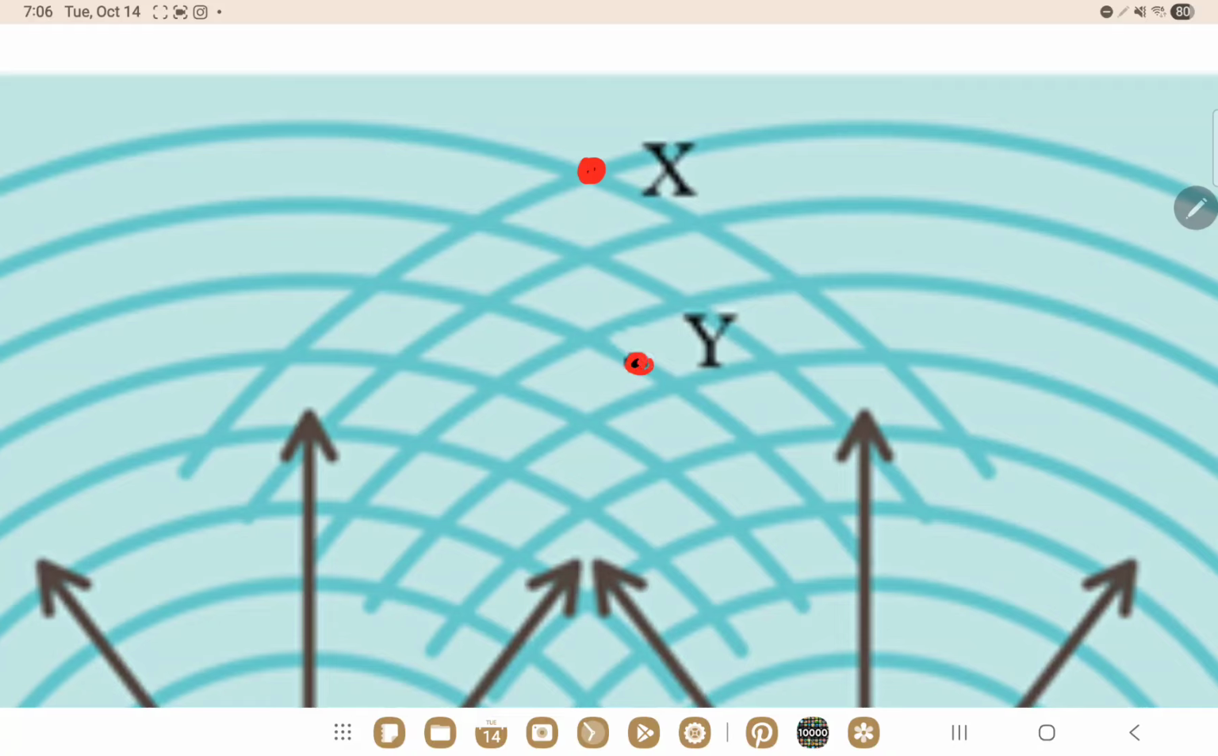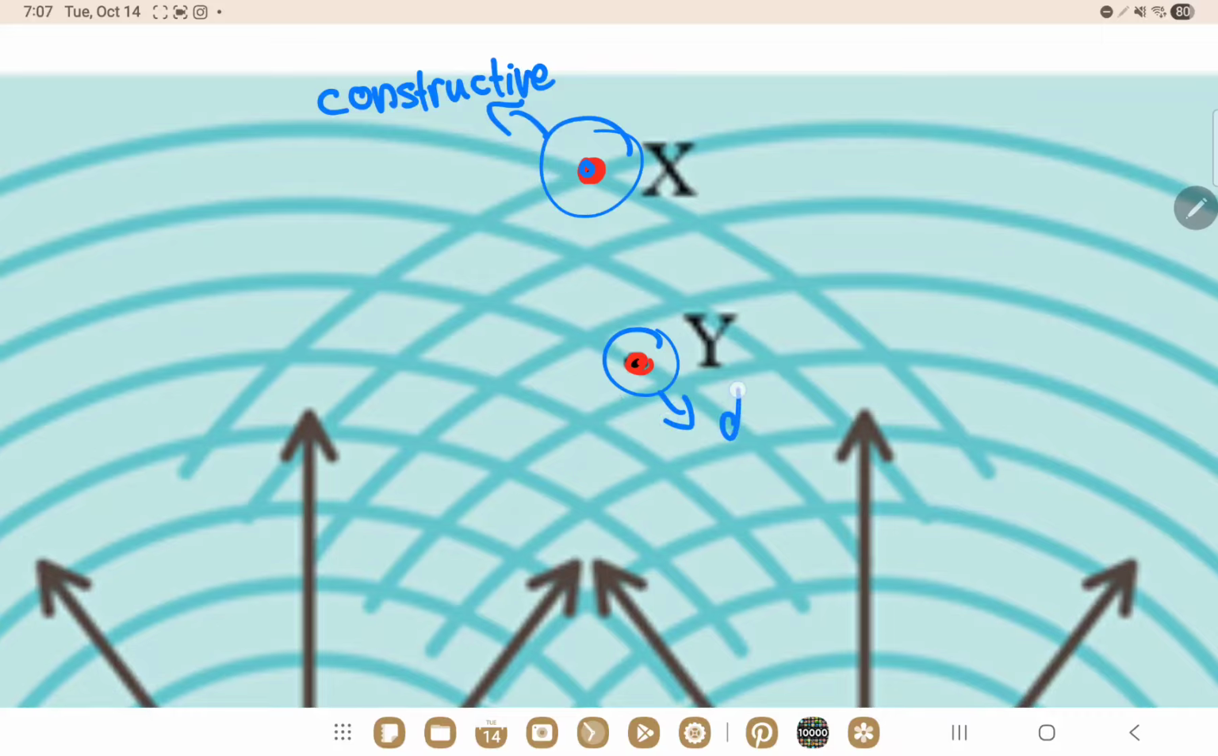What can you spot as the difference between them? Here, position X is where 2 points overlap. So here you have constructive interference. They're overlapping, they're superposing on each other. Constructive. Whereas here, there's no overlapping. It's just one, so it's destructive.